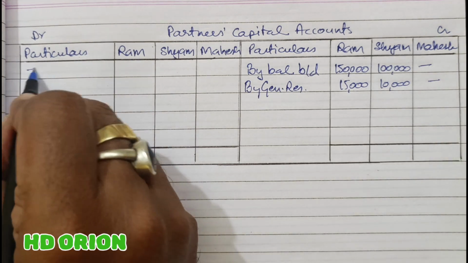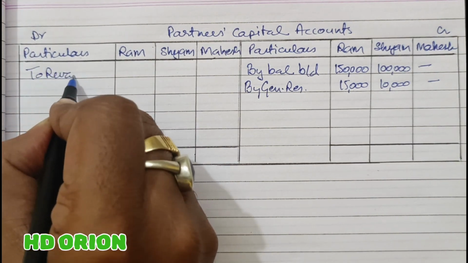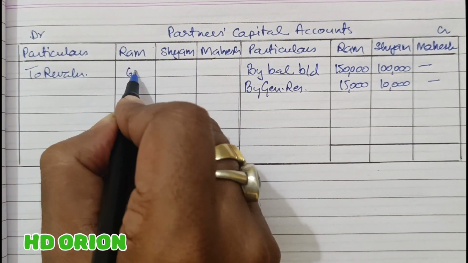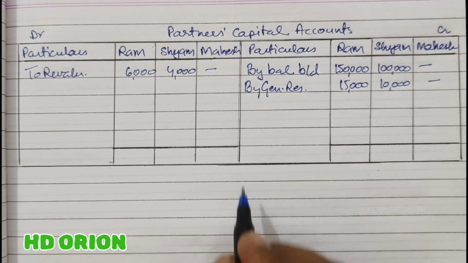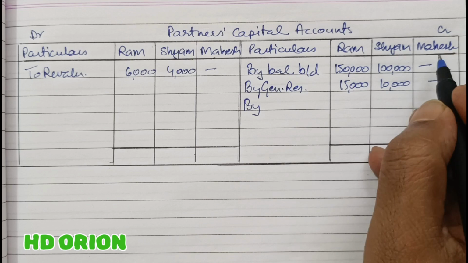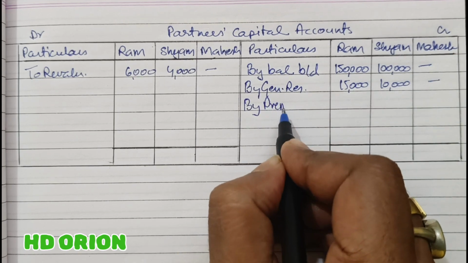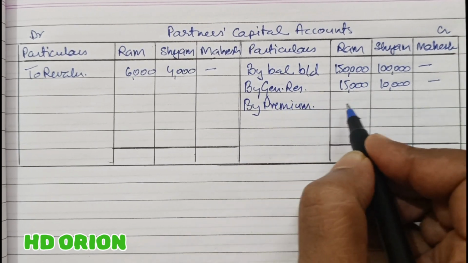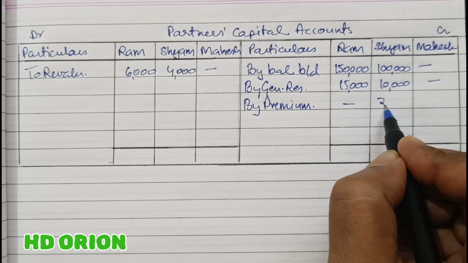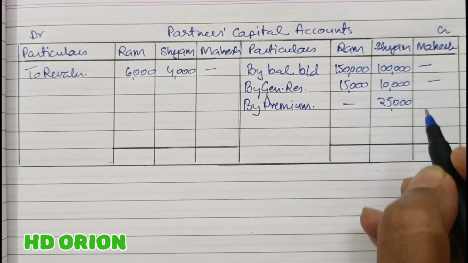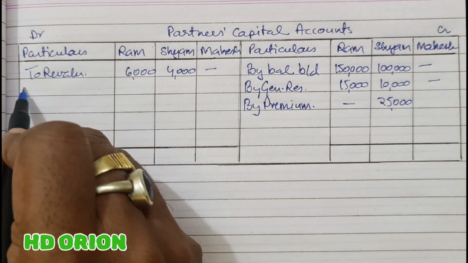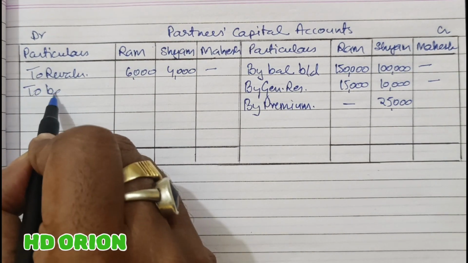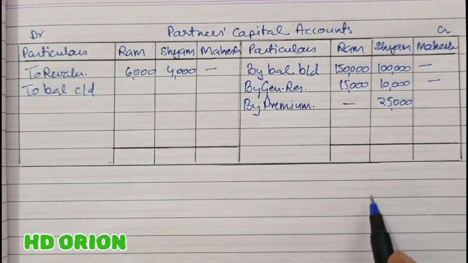Then loss on revaluation, rupees 6,000 and rupees 4,000. Then premium for goodwill brought in by the new partner Mahesh. Premium for goodwill entire will be paid by Mahesh to Shyam because Shyam is the sacrificer. Now we will close the old partners' capital account. So balance closed down.